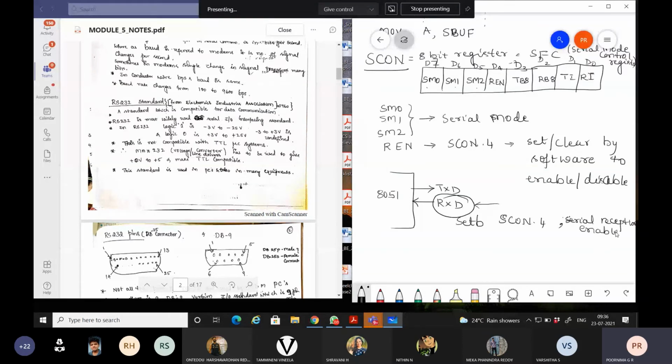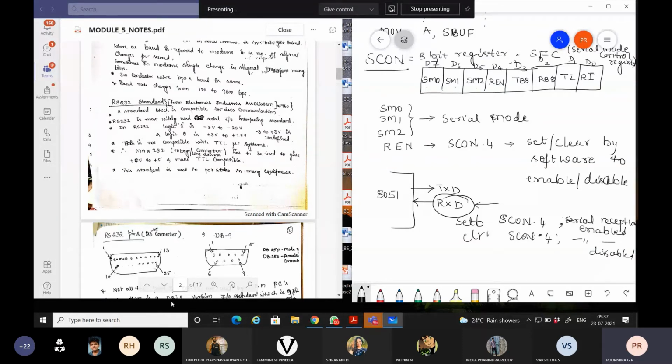If you do not set this bit by mistake while writing the program, even though you need to receive the data, if you forget to set it, then you are not able to receive any serial data into the 8051 for processing. The 8051 cannot receive if the programmer does not set this. Through CLR SCON.4, serial reception can be disabled. That is the function of this REN bit.